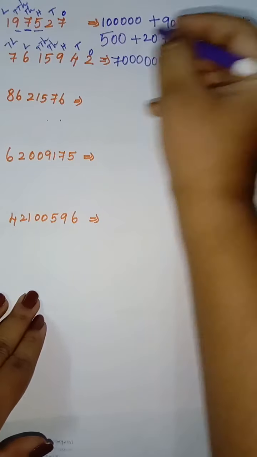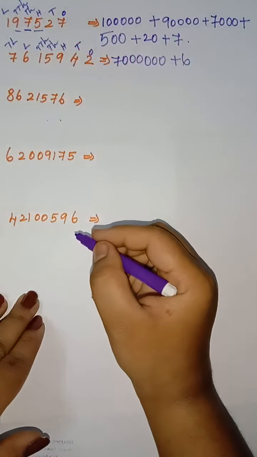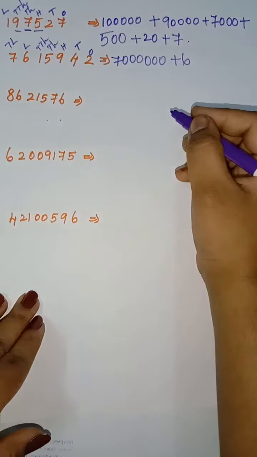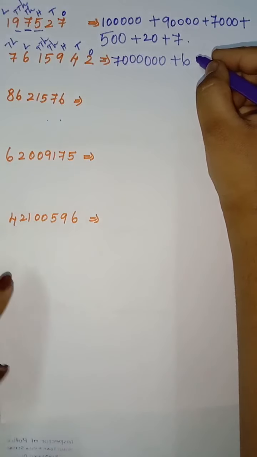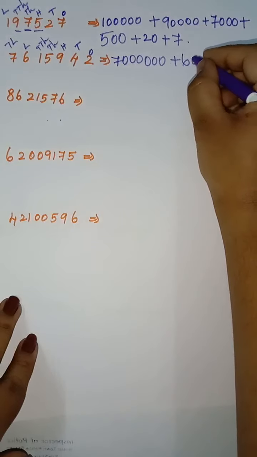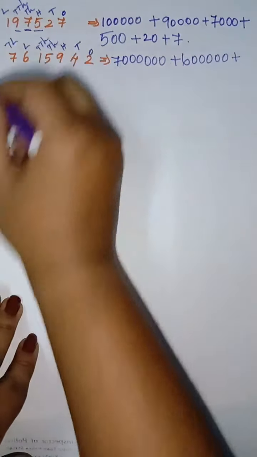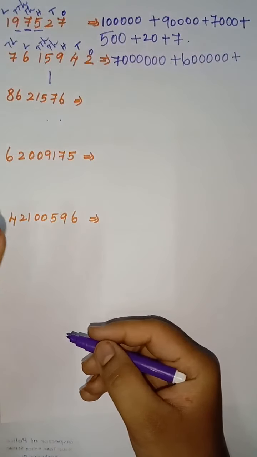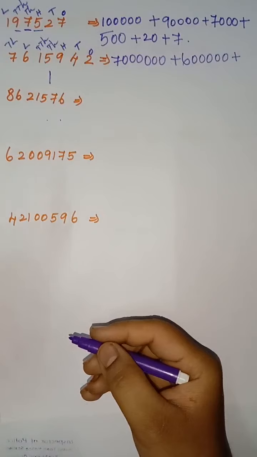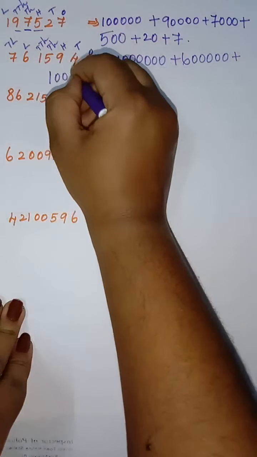Then plus. The second digit is 6, which is lakh. For lakh, how many zeros? 5 zeros: 1 2 3 4 5. Plus. Next is 1, which they have given for 10,000. For 10,000, how many zeros will there be? 4 zeros: 1 2 3 4.